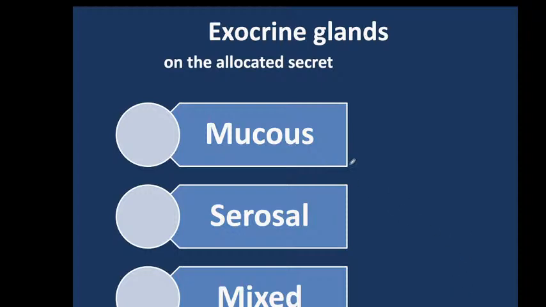Exocrine glands may be mucous, serous or mixed. They can produce serous or mucous fluid, but sometimes it is mixed. They can also be simple or complex glands. Simple glands usually consist of one cell, but complex glands are multicellular, with a lot of cells in one gland.